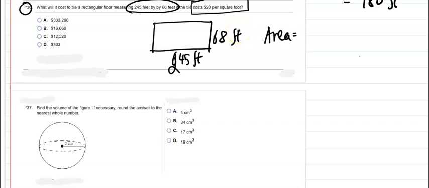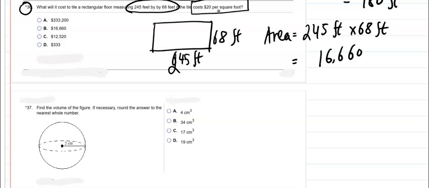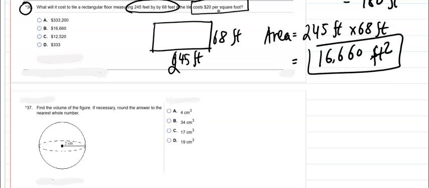Area equals length times width. So this is the length, this is the width, so you multiply 245 feet times 68 feet. This gives you 16,660 square feet. That's the total area.